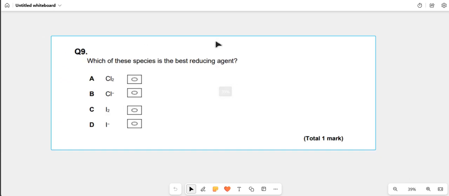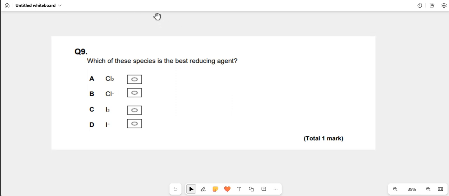Question 9. Which species is the best reducing agent? So reducing agent means what? Reducing agent means that it has to reduce something else, so it itself has to be oxidized. What that means is it has to lose an electron. First of all, what's going to be easier to lose an electron from: an atom or a negatively charged ion? Obviously a negatively charged ion, because it already has an extra electron, so there's added repulsion. So it can't be A and it can't be C.